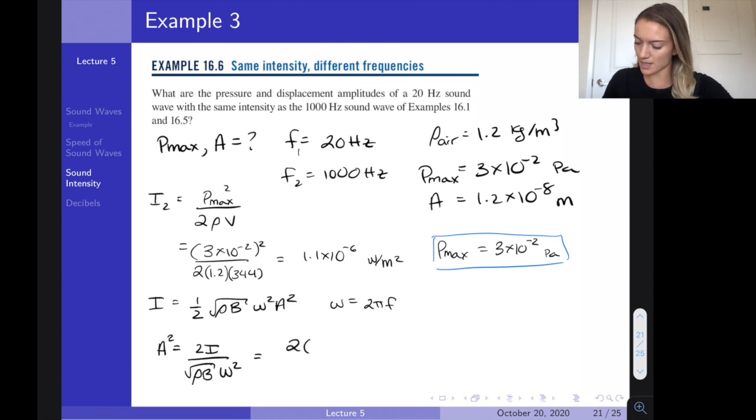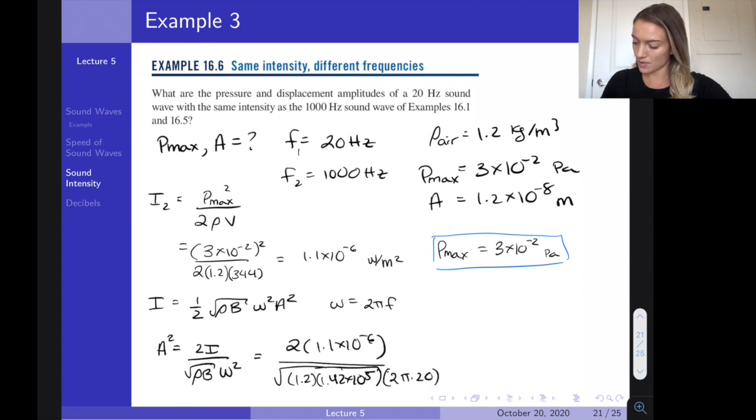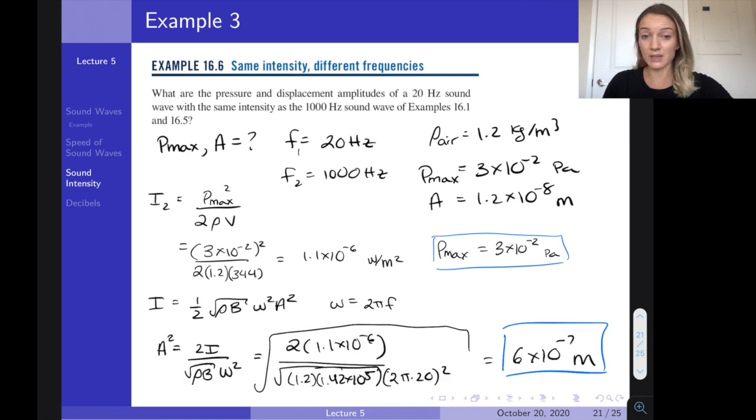Let's plug some things in. We have 2 times the intensity, which we said was 1.1 times 10 to the negative 6, because it has the same intensity as our 1000 hertz wave. This is divided by the square root of the density of air, 1.2, times the bulk modulus, which we can look up in the table, 1.42 times 10 to the 5. And then omega squared is 2 pi times 20, squared. Plug all that into your calculator, then take the square root, and that gives us 6 times 10 to the negative 7 meters. So that is our displacement amplitude.